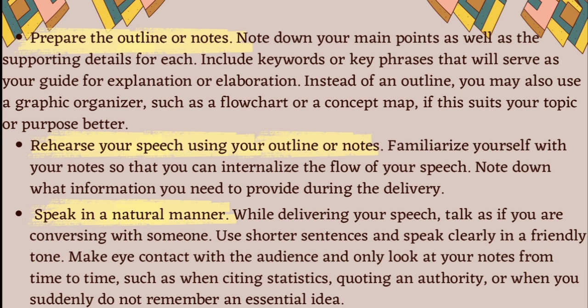B. Rehearse your speech using your outlines or notes. Familiarize yourself with your notes so that you can internalize the flow of your speech. Note down what information you need to provide during the delivery. C. Speak in a natural manner. While delivering your speech, talk as if you are conversing with someone. Use shorter sentences and speak clearly in a friendly tone. Make eye contact with the audience and only look at your notes from time to time, such as when citing statistics, quoting an authority, or when you suddenly do not remember an essential idea.